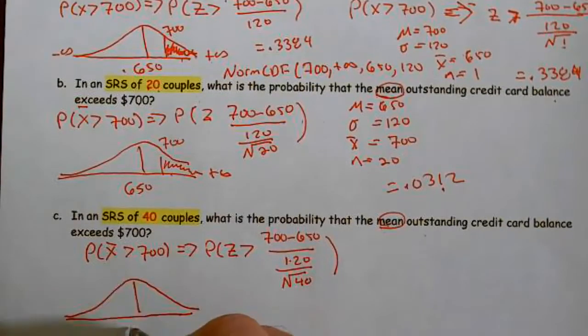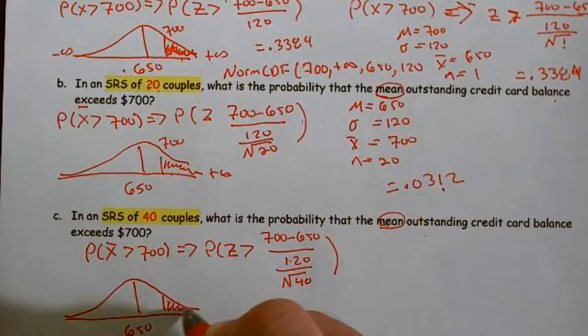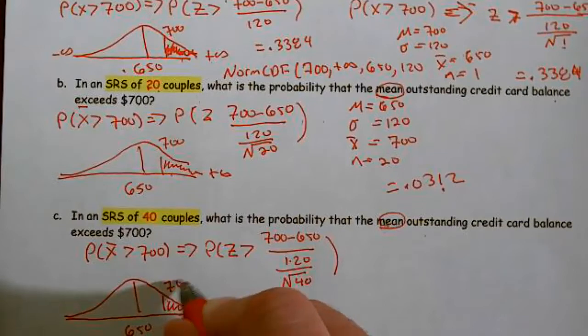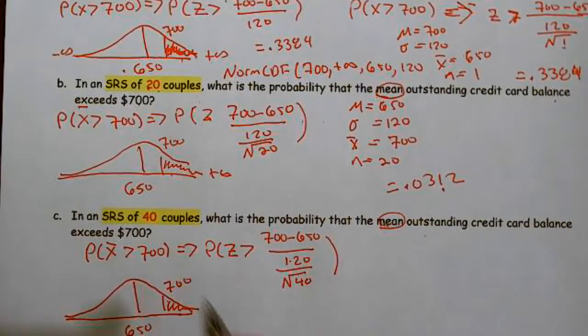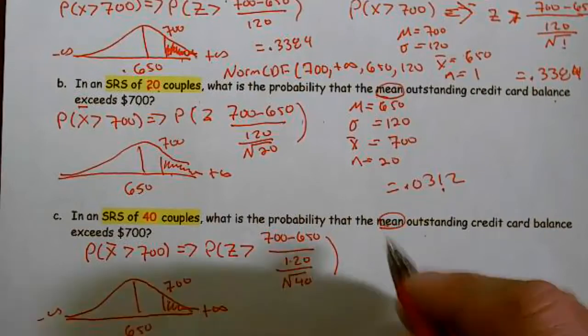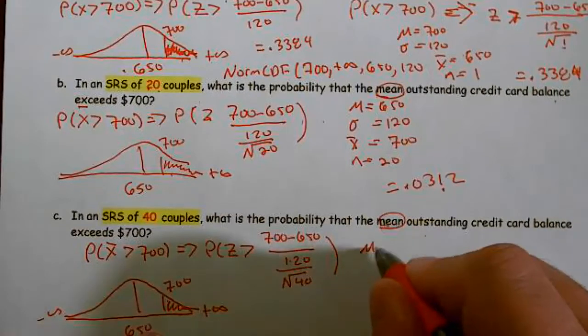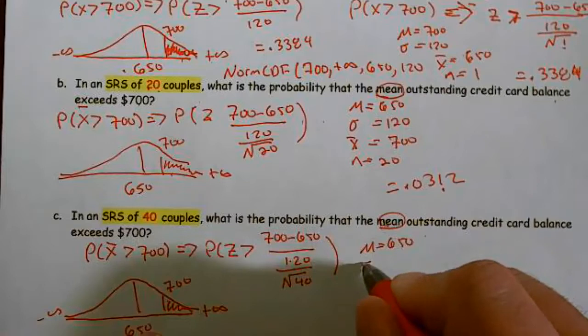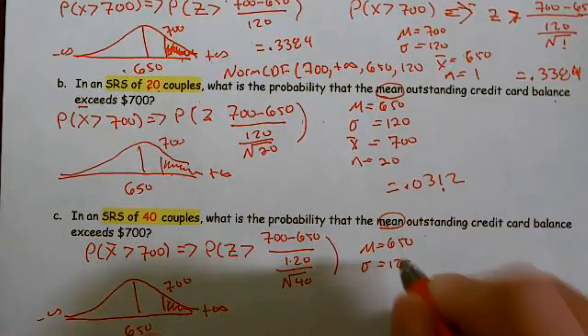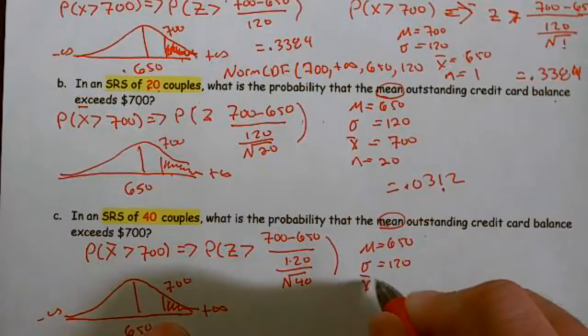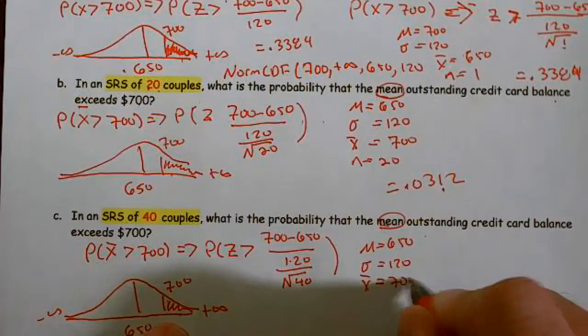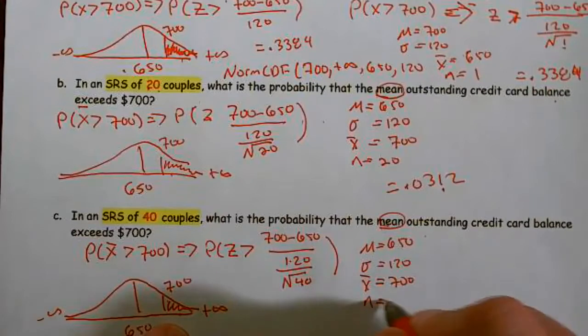The mean is the same at 650. This is at 700. And of course, it's going to positive infinity or negative infinity. And mu equals 650. Standard deviation is 120. X bar is still 700. And then n is now 40.